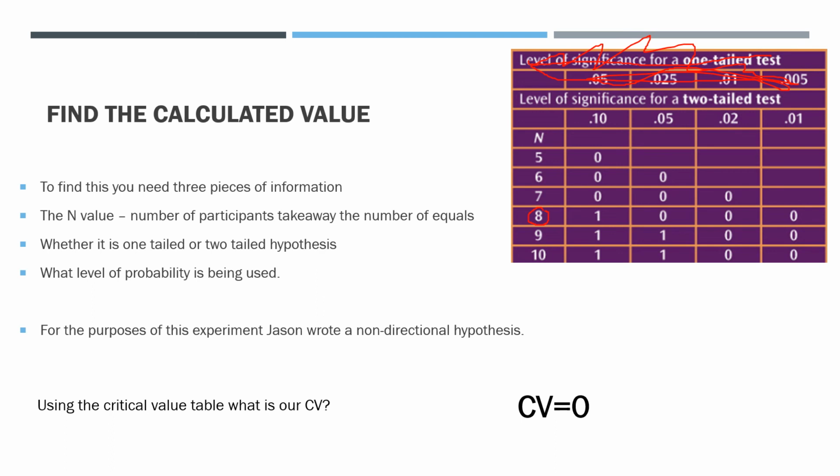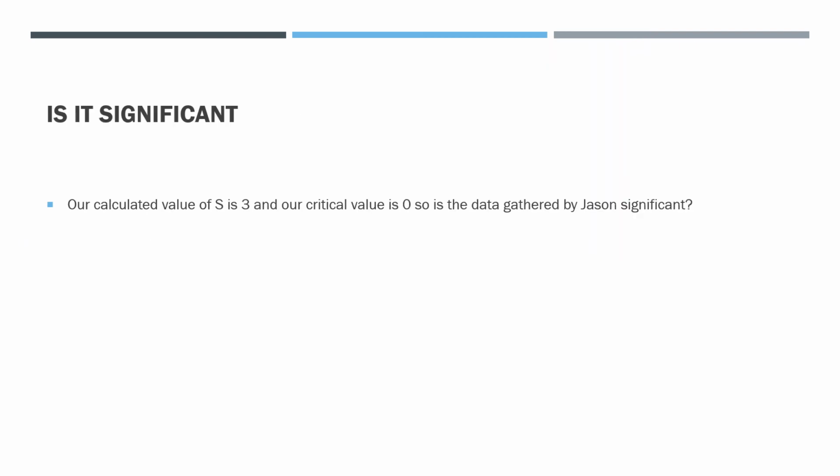Now it doesn't tell us what level of probability we have to use. So we always use 0.05. You will always use 0.05 unless they tell you otherwise. So we make these two meet, we get 0. So that's our critical value. So critical value of 0, our calculated value is 3. Does that make it significant or not?